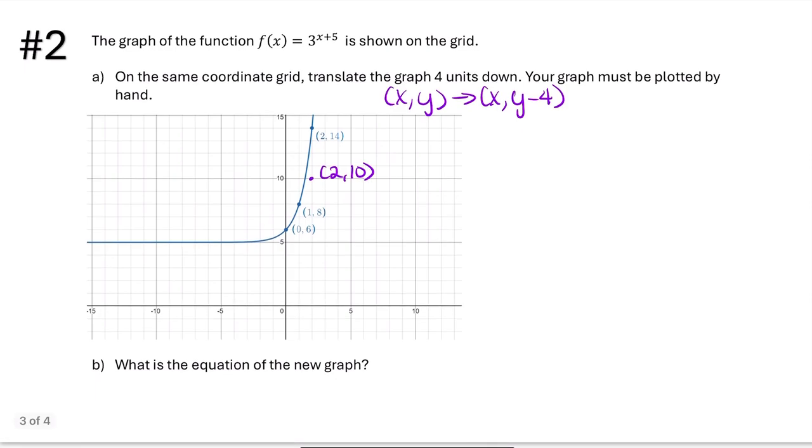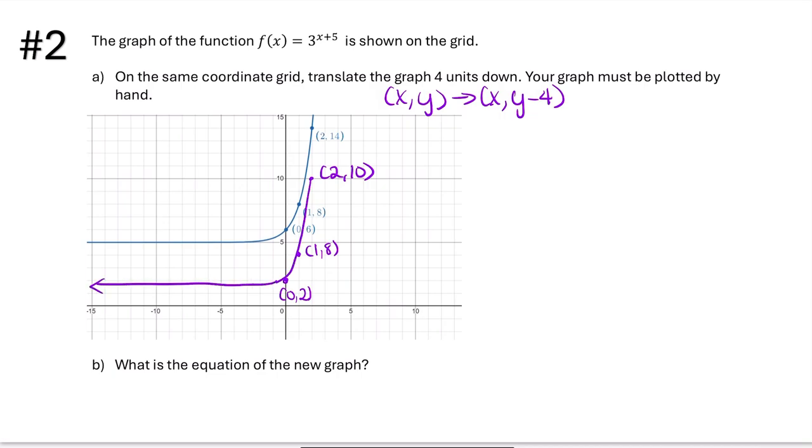So here we have, let's see, 1, 2, 3, 4, 5, 6, 7, 8. So it's going to go 1, 2, 3, 4 right here. That's 1, 8. And then for 0, 6, that's going to go down to 0, 2. So that's going to be this point right here, 0, 2. And then we just connect these points, and then we can go ahead and just sketch the graph.